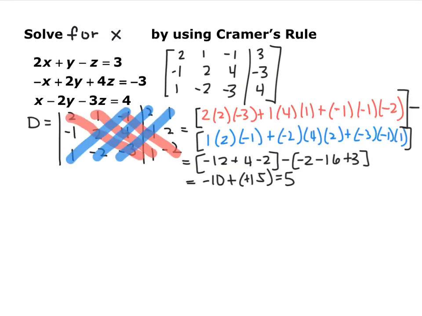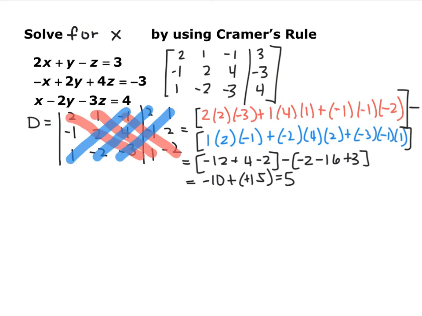So if you find d, you're taking the determinant of just the coefficient matrix, so you're just dropping off the constants, multiplying down the first diagonals, adding those together, and then subtracting, multiplying up the second diagonals, so you end up with a determinant of 5.